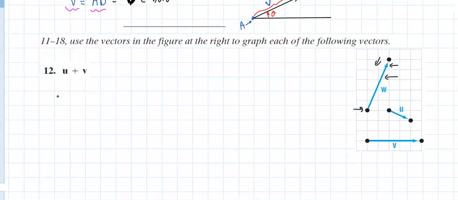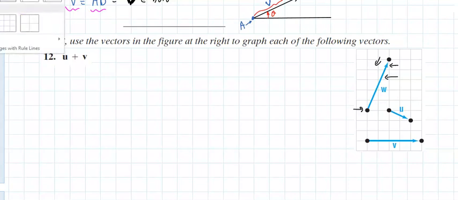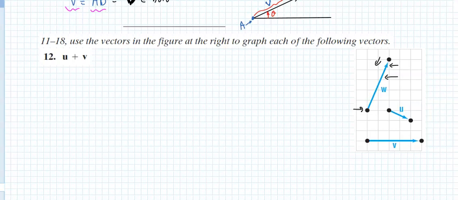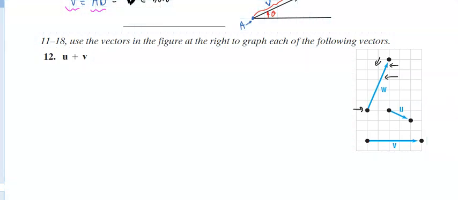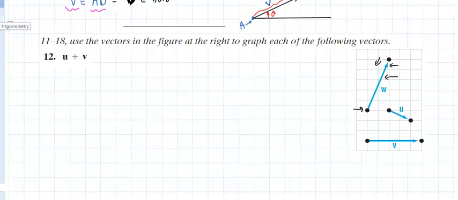They say use the vectors in the figure at the right to graph each of the following vectors. Now you'll notice the graphs they have, that is, the units they have, are smaller than the units that I have here. Let me see if I could match those. Shrink them a bit. No, too small. I can't customize those. Well, that's okay. Let's keep them like that. Not a problem. Assume the units are matching.